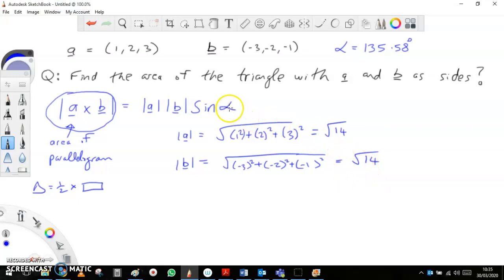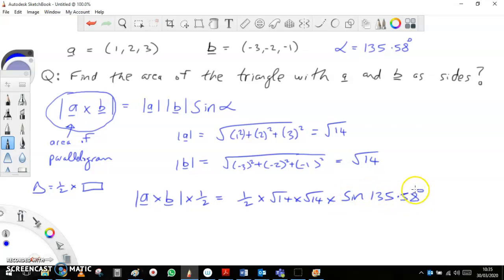Now we have alpha, that's 135.58 degrees. So the magnitude of A cross B, if we multiply that by 1/2, that'll be the area of the triangle. So we'll multiply the other side of the formula by 1/2 as well. So it'll be 1/2 times root 14 times root 14 times sine of 135.58 degrees. Right, so root 14 times root 14 is just going to come to 14. And half of 14 is 7.